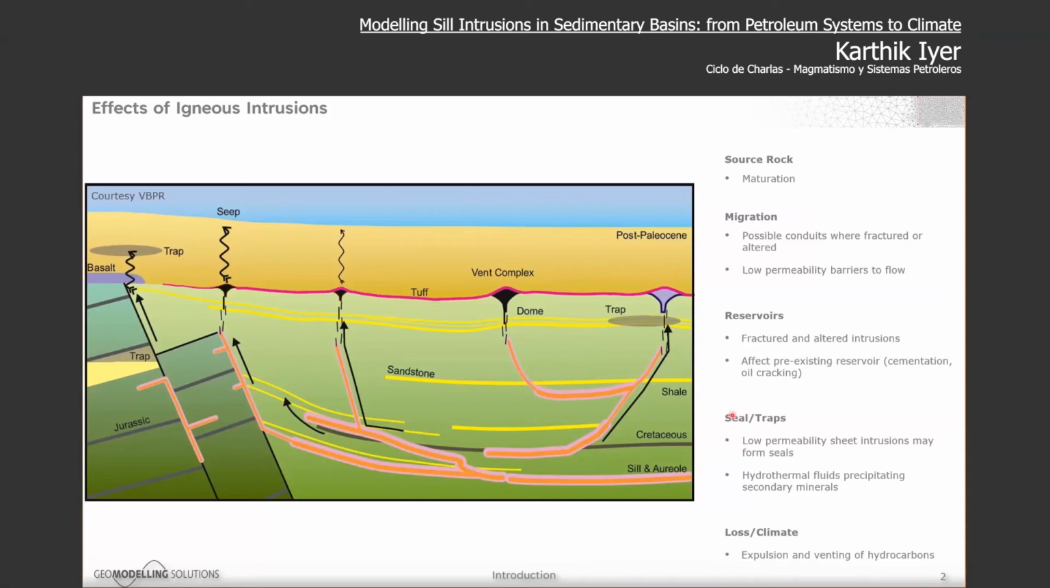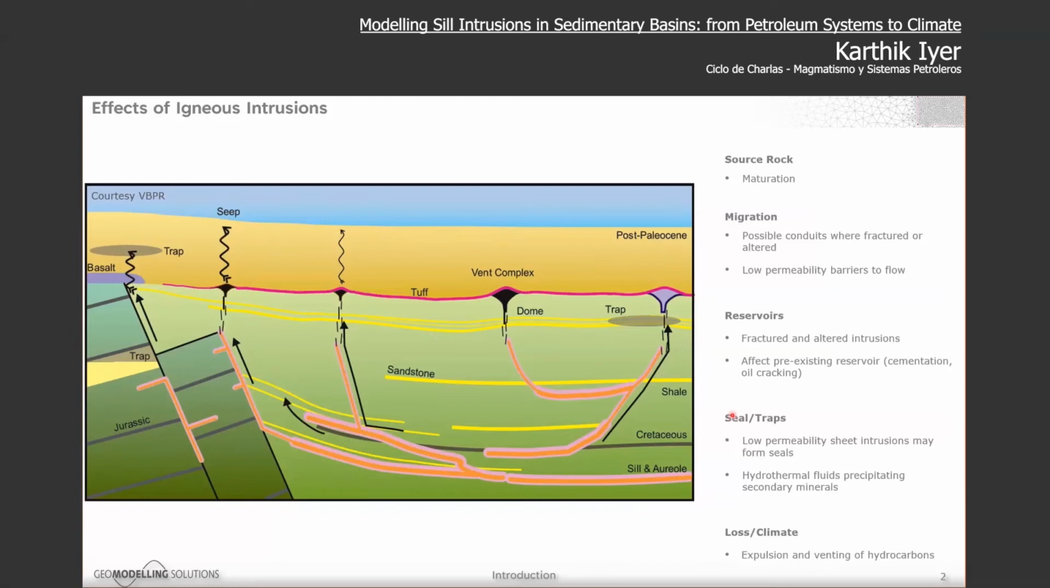And if hydrothermal fluids are moving around, like Ben has already showed us, these hydrothermal minerals can precipitate secondary minerals. And these secondary minerals can clog up pore space and create additional seals. And lastly, but not least important, is that all of this gas that is generated can escape into the surface or the sea and can change the chemistry of the oceans and also the paleoclimate. And we'll take a quick look at that as well.